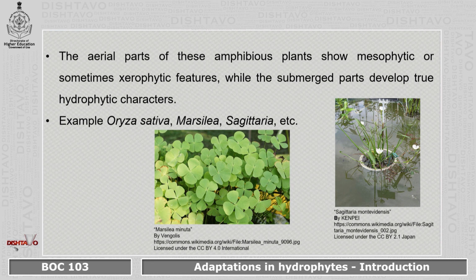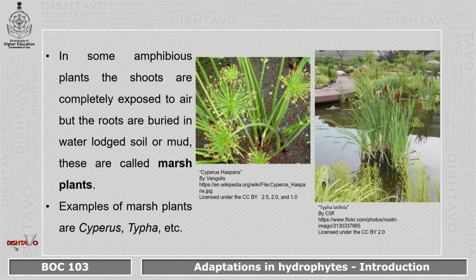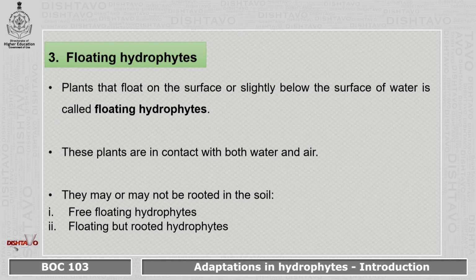For example, of amphibious hydrophytes, we have Oryza sativa, then we have Marsilea. This one is Marsilea, and we have Sagittaria. In some amphibious plants, the shoots are completely exposed in air, but only the roots are buried in water or in mud. These are called marsh plants. For example, we have Cyperus and Typha. Both the images are seen in this slide.